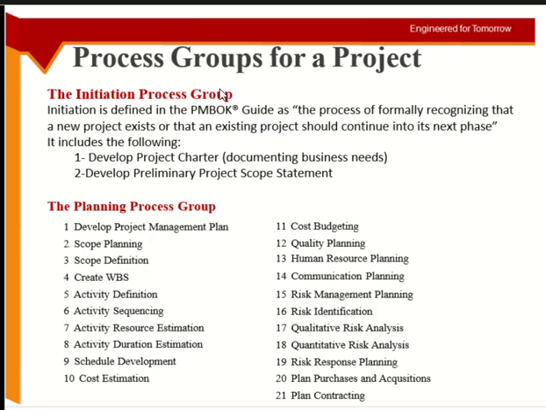They define initiation as the process of formally recognizing that a new project exists, or that an existing project should be taken to the next stage. So, recognizing the need for doing any execution. That is the definition of initiation according to the project management textbook.